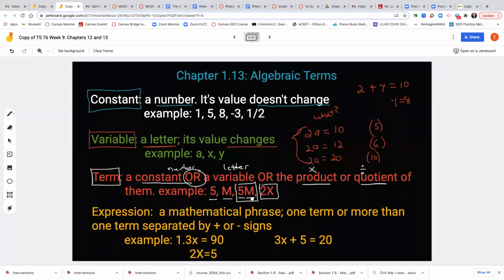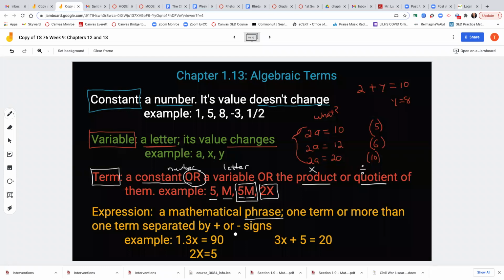So that's a little bit of vocabulary. Please don't stress about it. You're not going to have to memorize these definitions for the test. And you'll have these notes in front of you for your homework. And you can look at your notes and refer to them for the next exam as well, okay? All right. The last word on this page is an expression, okay? An expression is a mathematical phrase. It's one term or more than one term separated by plus or minus signs, okay?